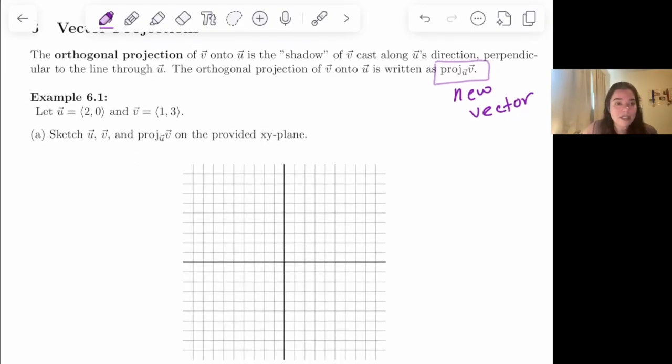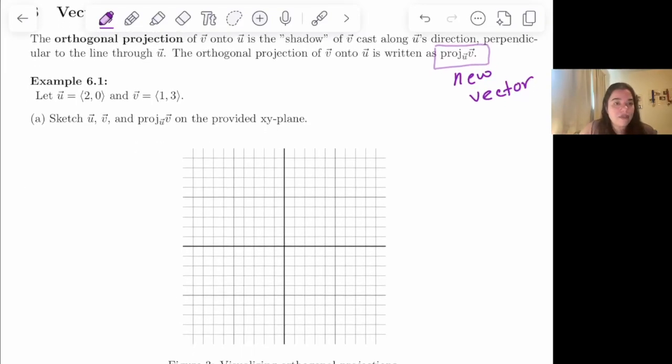So the first example, 6.1 here, defines vectors U and V for us, asks us to sketch U, V, and then the projection of V onto U. This is the new skill. So first thing, let's just go about sketching U and V onto our graphs. So I'm going to sketch vector U in my purple here. So vector U is the vector 2, 0.